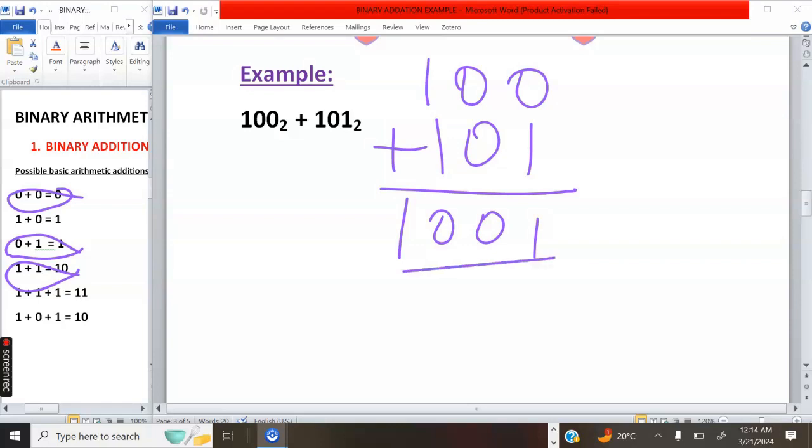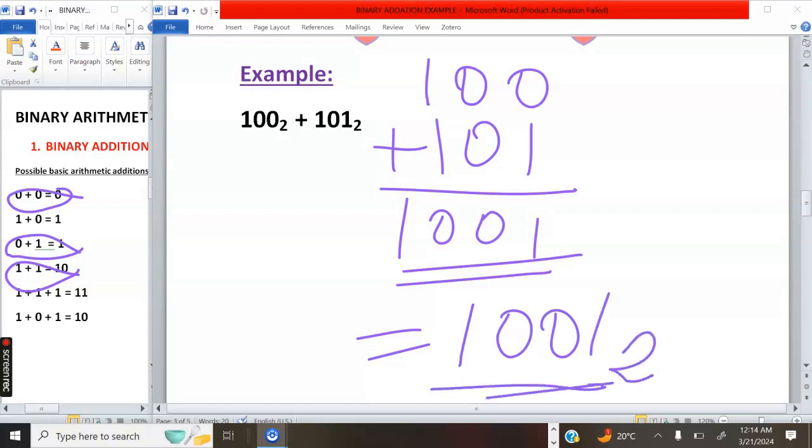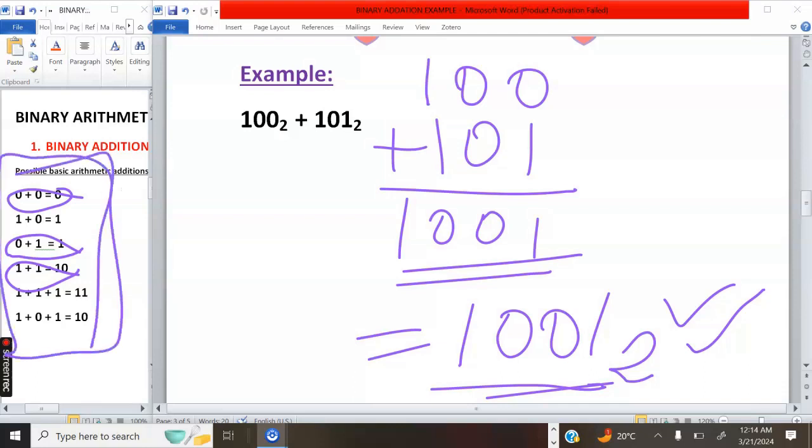So the answer is supposed to be 1 0 0 1 base 2. This is the final answer. I know most students get a lot of problems, especially those taking computer science, on how to add binaries. But as long as you are able to interpret these rules, the basic arithmetic that we have, you will be able to get everything correct. Okay, having done that, let's move now to the next part.